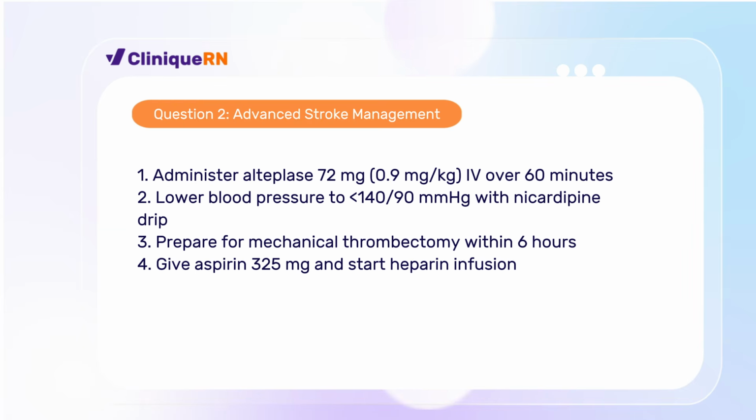1. Administer alteplase 72 milligrams, 0.9 milligrams per kilogram, intravenously over 60 minutes. 2. Lower blood pressure to less than 140/90 millimeters of mercury with nicardipine drip. 3. Prepare for mechanical thrombectomy within 6 hours. 4. Give aspirin 325 milligrams and start heparin infusion.